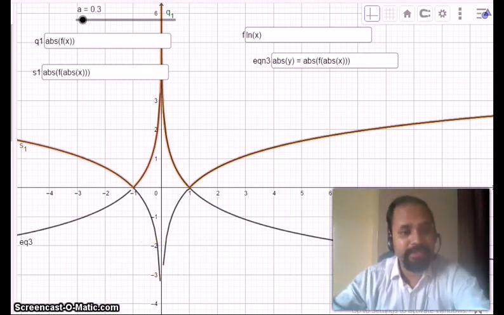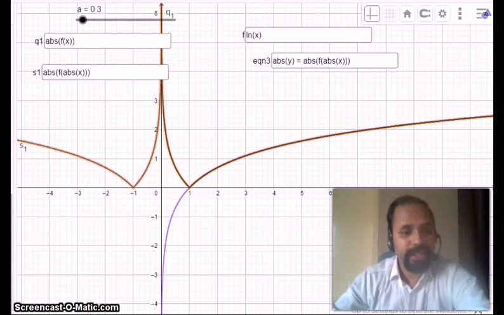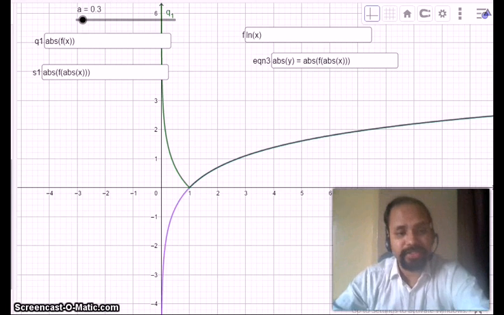Again I am telling one by one. If we have the graph y equals log x, first you have to draw the graph of mod of f(x).